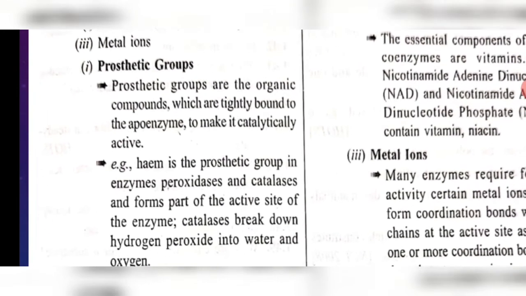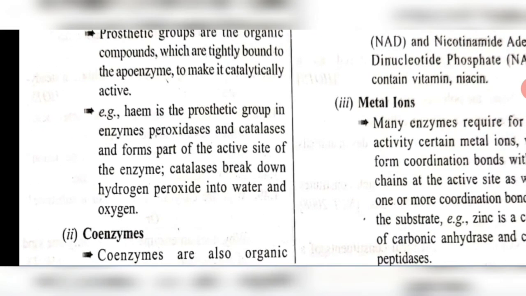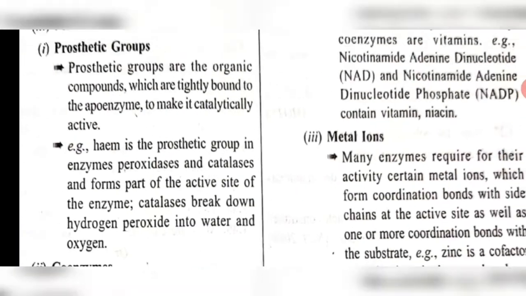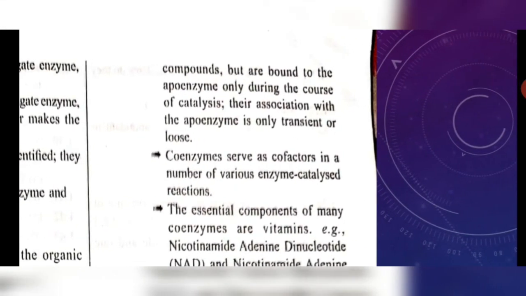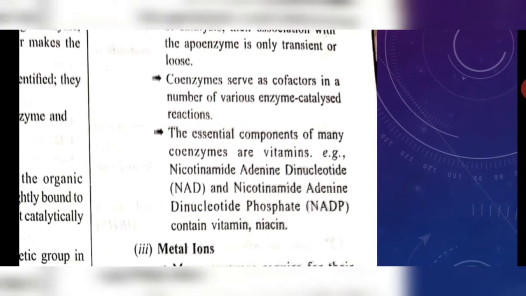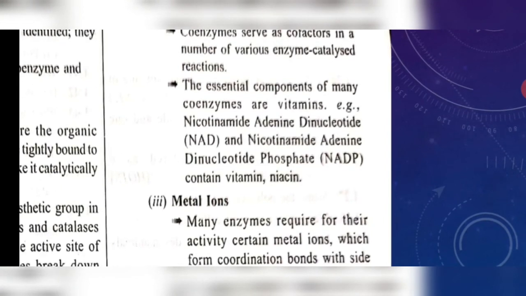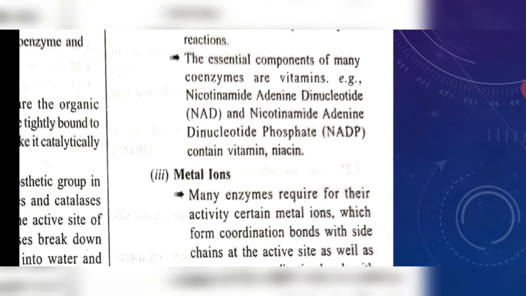Prosthetic groups are the organic compounds which are always permanently bound to the enzymes. Okay. For example, heme is the prosthetic group which works in enzyme peroxidase and catalases. Then there are coenzymes. Coenzymes सिर्फ तभी join करते हैं जब enzyme कोई activity perform कर रहा होता है. Otherwise, they do not join to the enzyme. Example of coenzymes are vitamins like NAD, NADP. Okay, they have vitamin and niacin, ये सब present होता है इनके अंदर, and they are coenzymes.